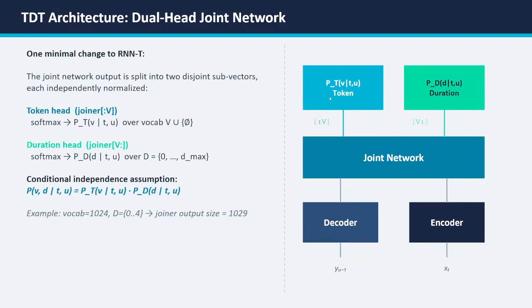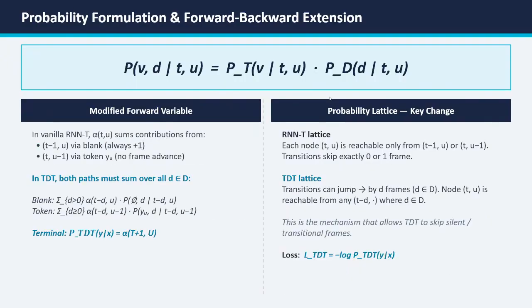Both heads apply their own independent softmax. They share the exact same joint network computation, so the parameter count barely increases. There is one key assumption here. The model assumes that the token and the duration are conditionally independent. Therefore, the joint probability can be neatly factored into the probability of the token multiplied by the probability of the duration. Experiments show this assumption works perfectly and keeps both training and inference very clean.